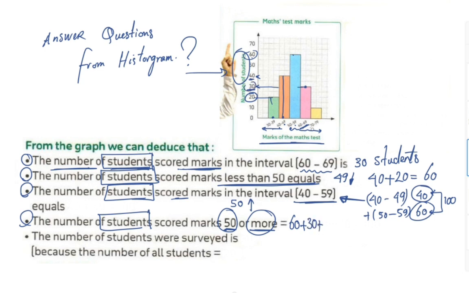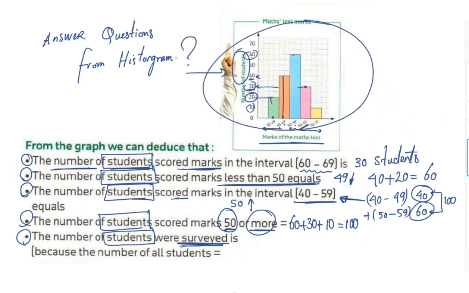Plus 70, 79, 10. Now that equals 60 plus 30, 90. 90 plus 10 equals 100 students. Last point, the number of students surveyed. Surveyed means all the students here. Because it is the number of all students.